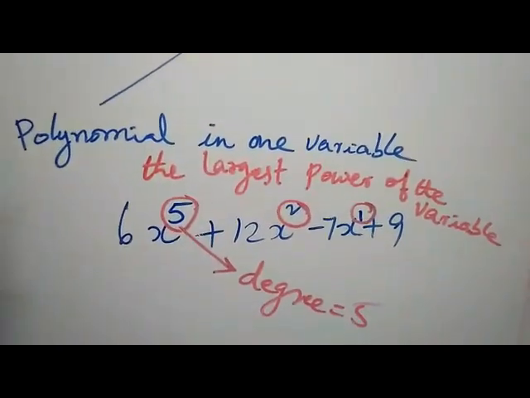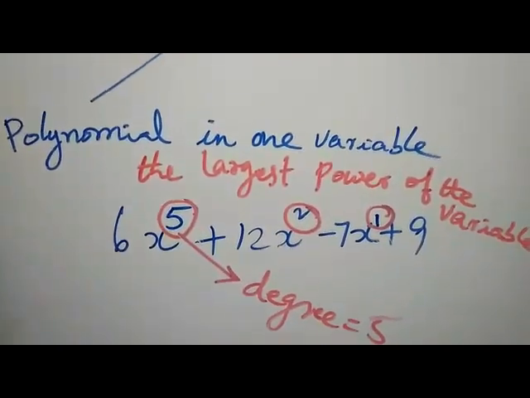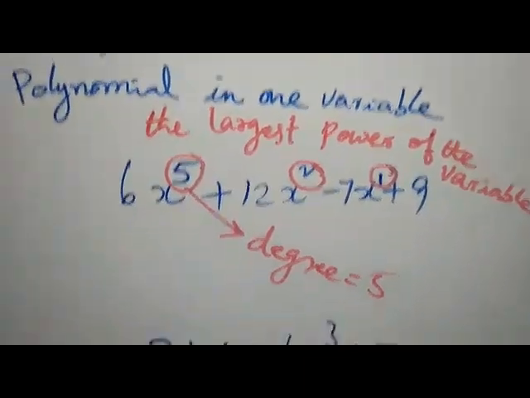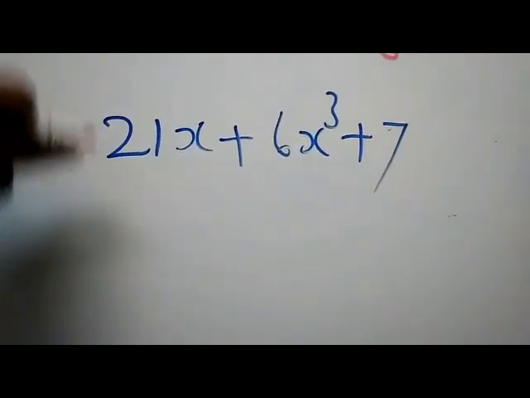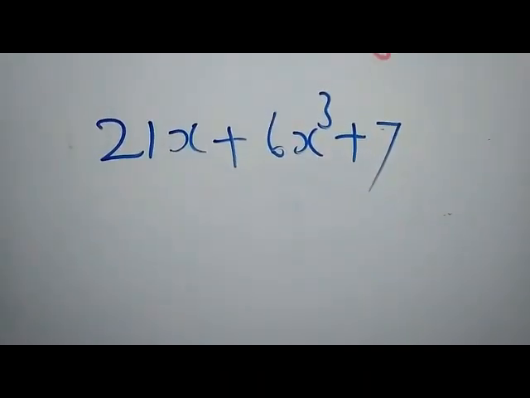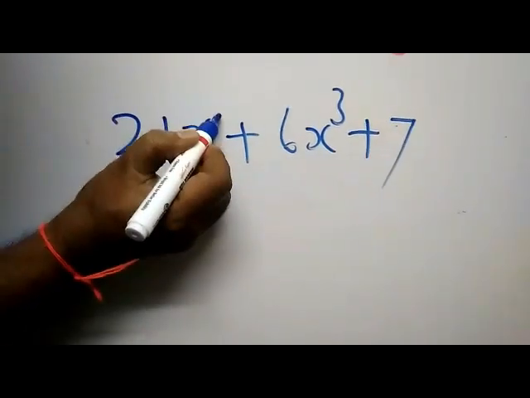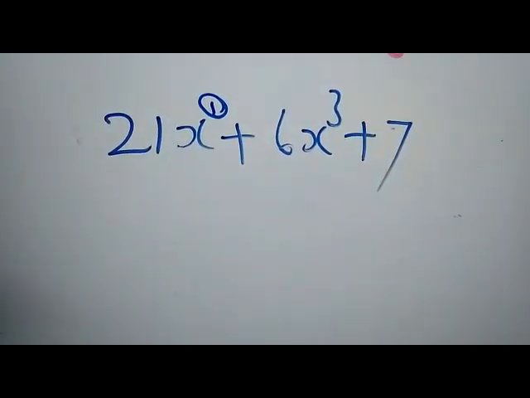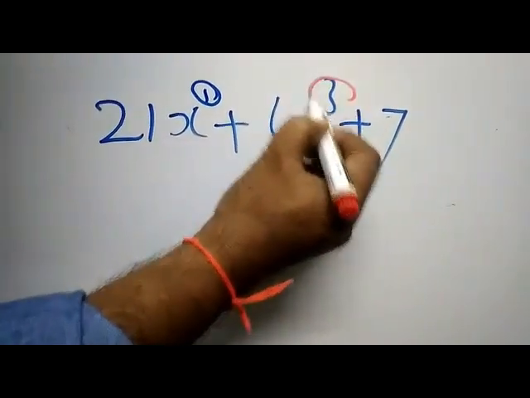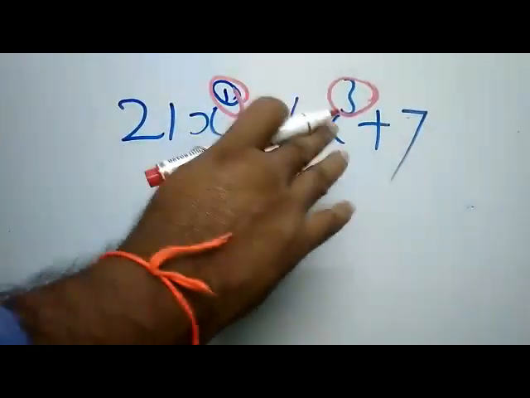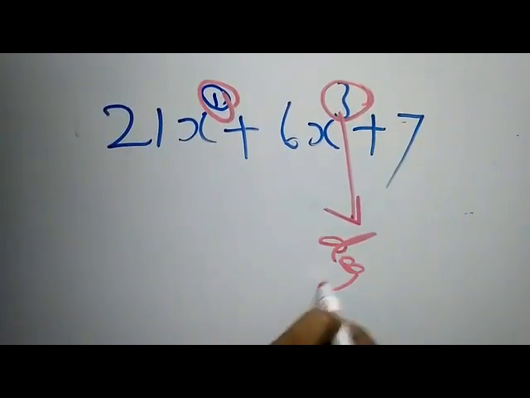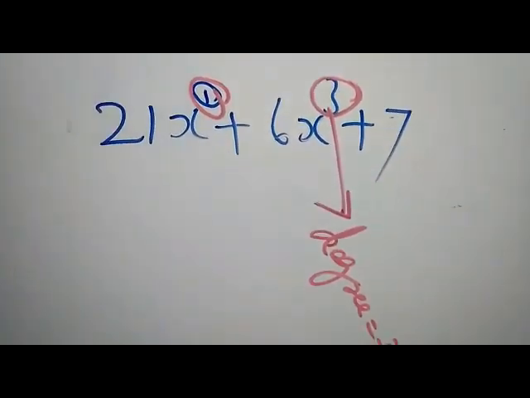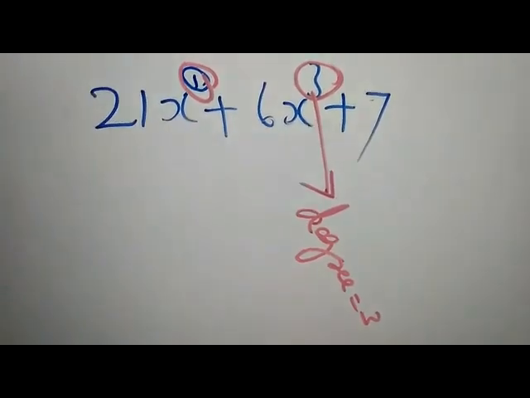This is for polynomial in one variable. Now, next one more, polynomial in one variable only. You see here, what is the degree? What is the power of this variable? 1. What is the power of this variable? 3. Only check the powers of the variables. 1, 3. Here which one is highest? 3 is the highest. That's why degree is equal to 3.